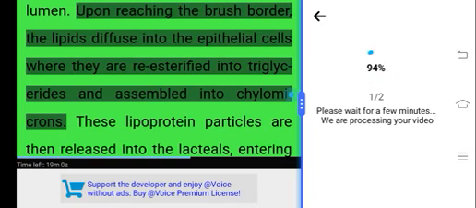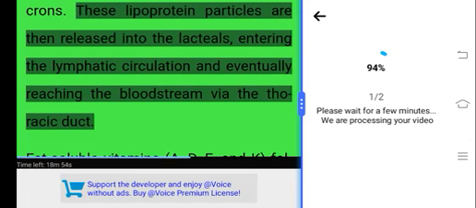Upon reaching the brush border, the lipids diffuse into the epithelial cells where they are re-esterified into triglycerides and assembled into chylomicrons. These lipoprotein particles are then released into the lacteals, entering the lymphatic circulation and eventually reaching the bloodstream via the thoracic duct.